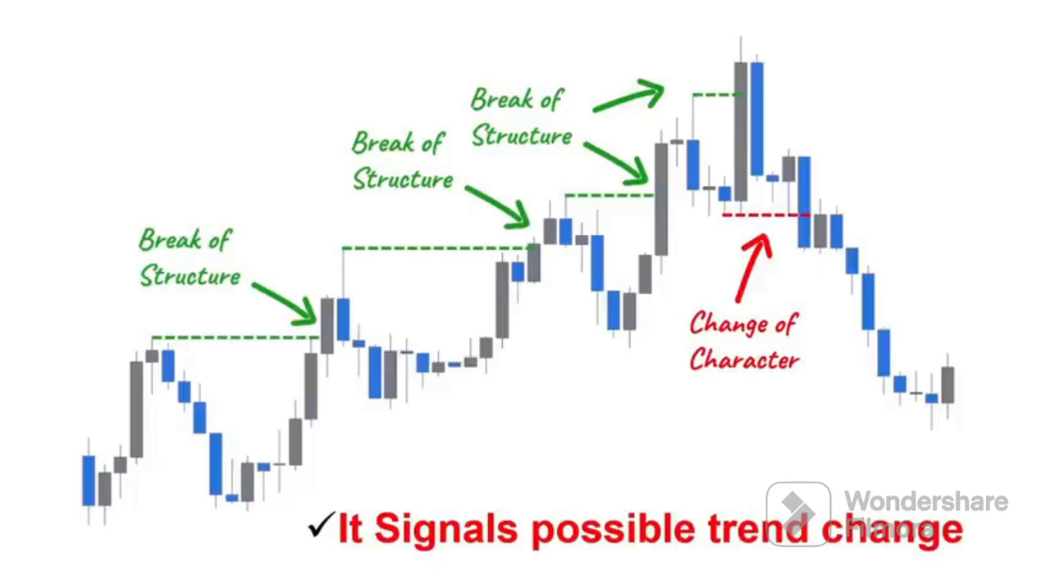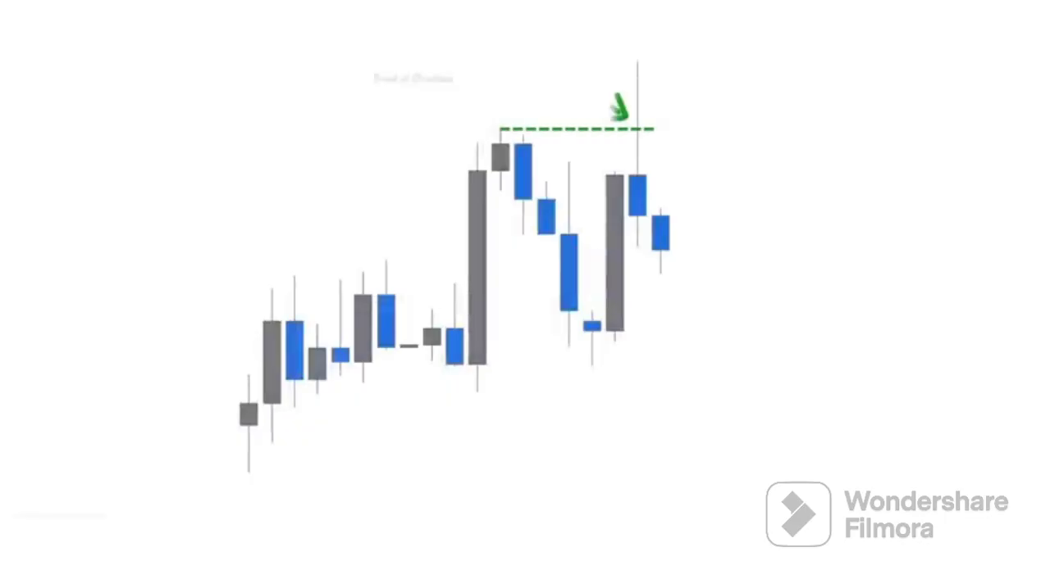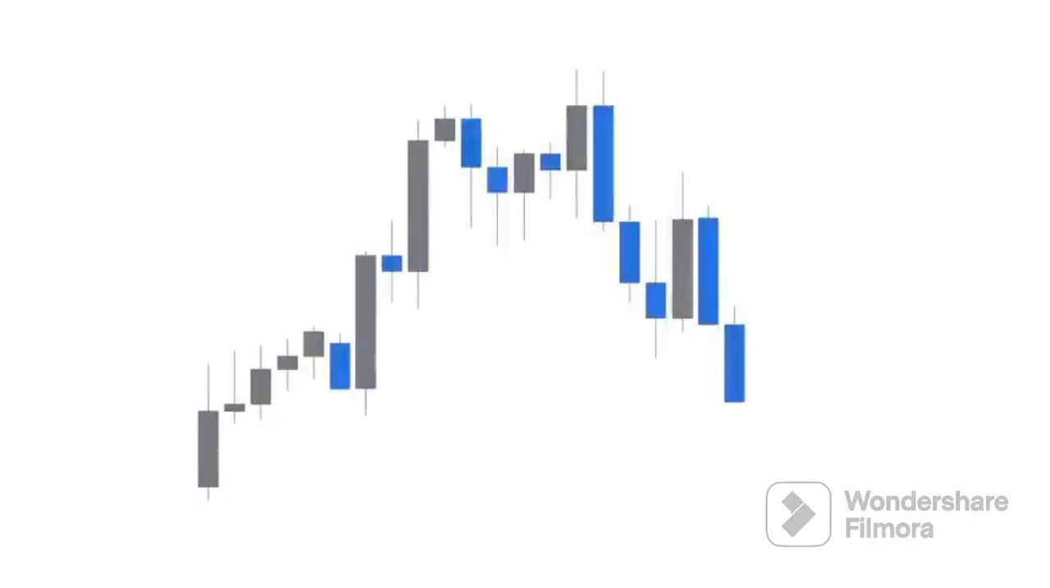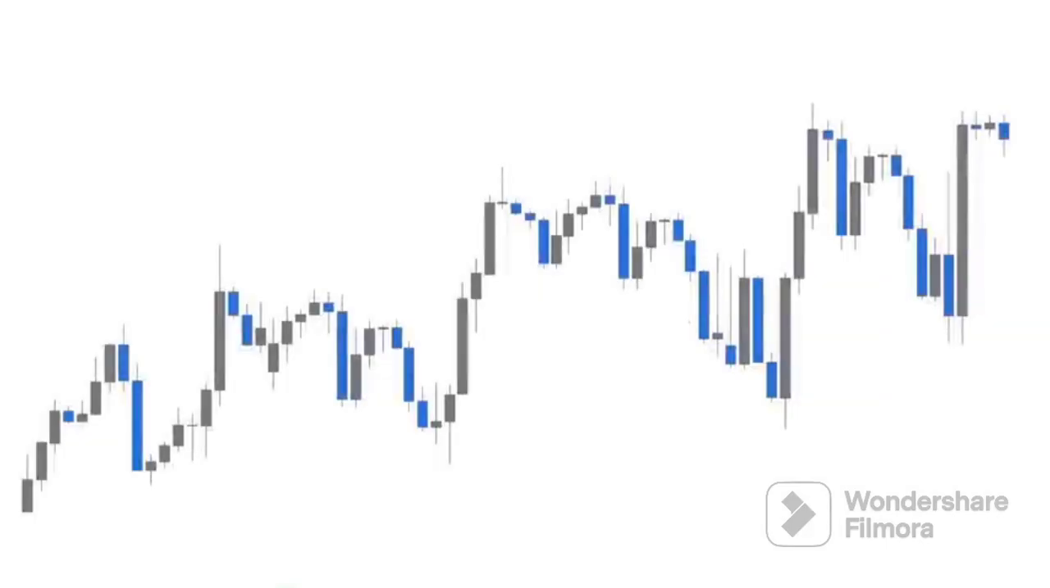So here is a key point. A break of structure is valid even if the market wicks above the higher high, and the demand zone it created makes a valid trading opportunity. But for the change of character, it takes a break and close below the higher low to confirm it. Otherwise, we consider this market still as bullish. But the market barely moves this clearly.